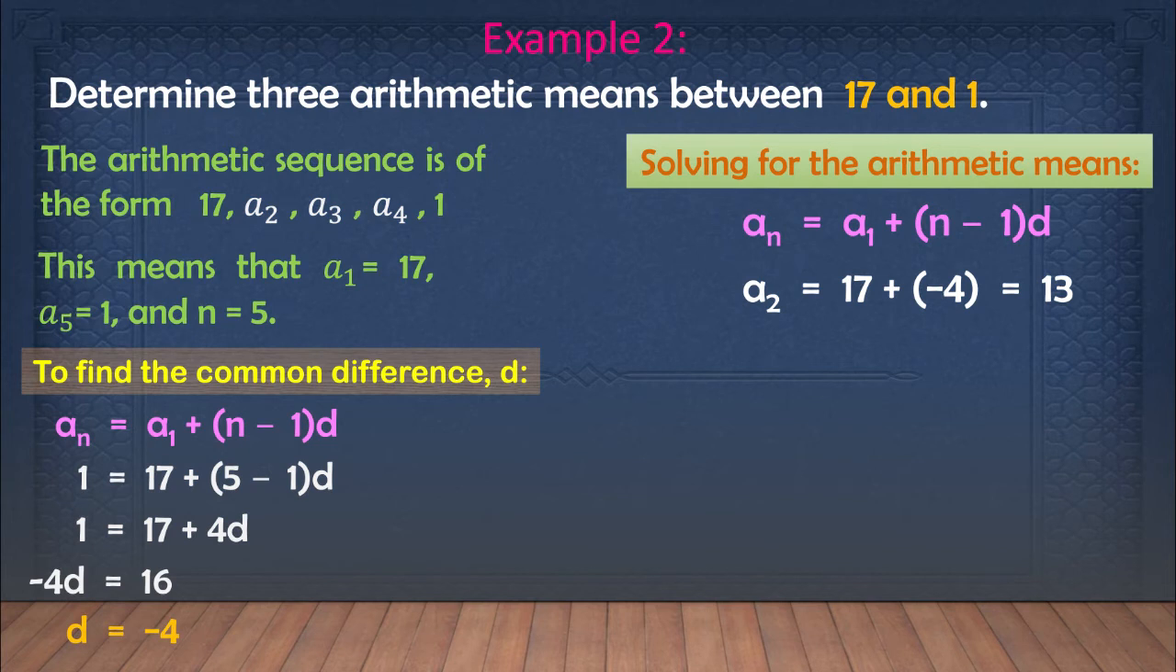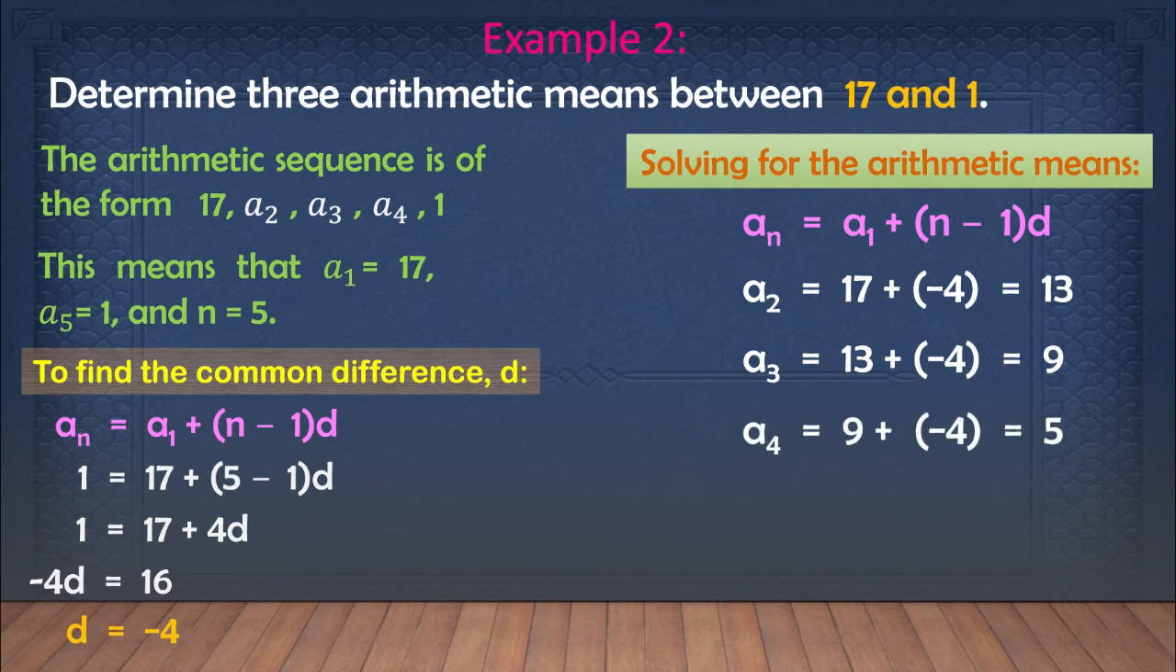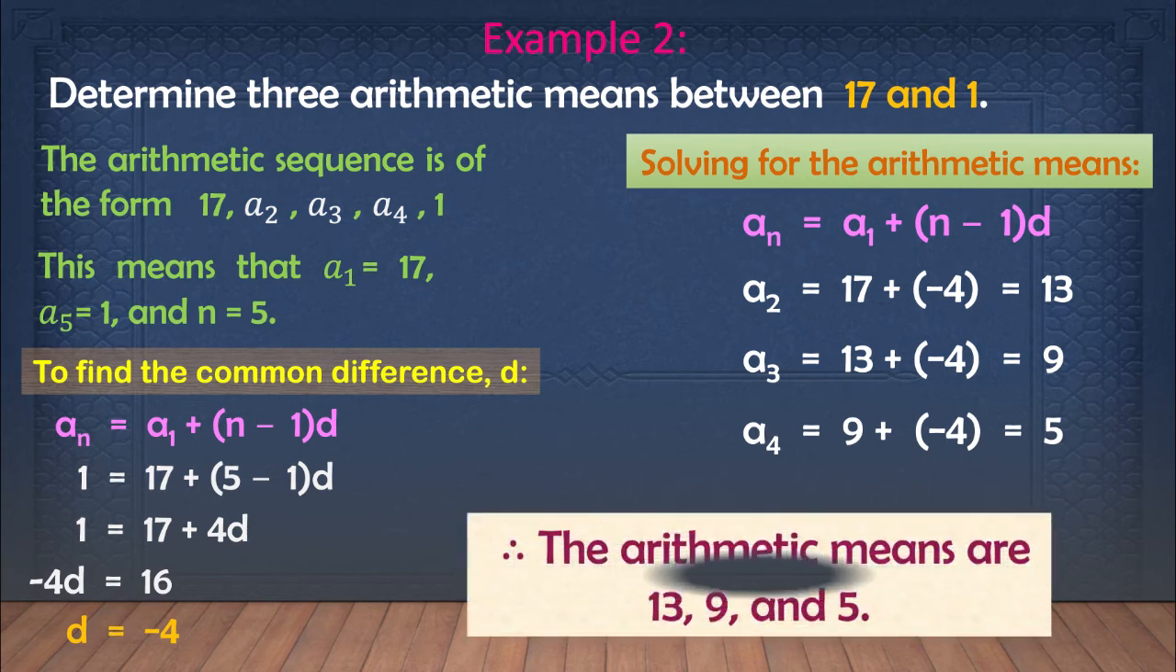Now, to solve for a sub 3, you just simply add negative 4 to a sub 2. So, a sub 3 is equal to a sub 2 plus the common difference. That's why it's 13 plus negative 4 equals 9. So, to solve for a sub 4, just get the third term, which is 9, and then add the common difference, which is negative 4. So, you get 5. Therefore, the arithmetic means are 13, 9, and 5.